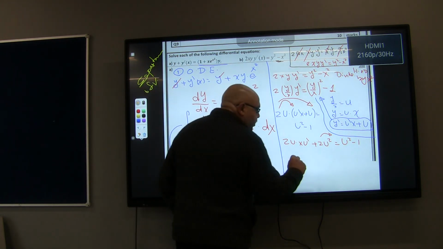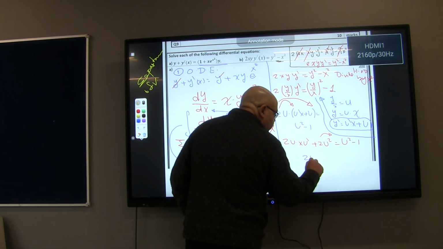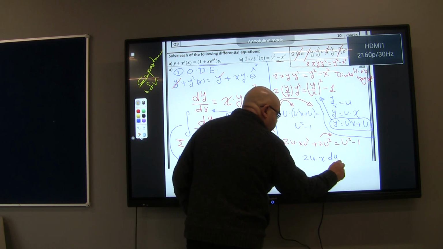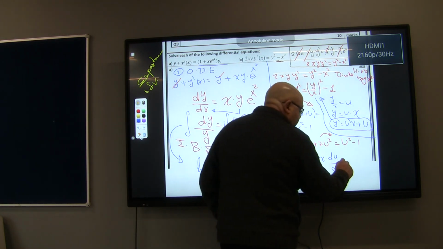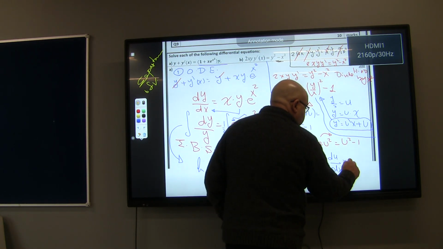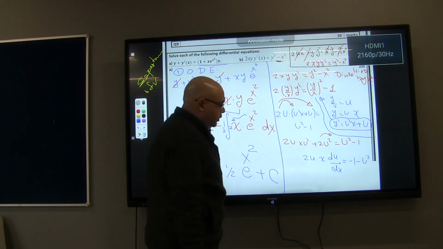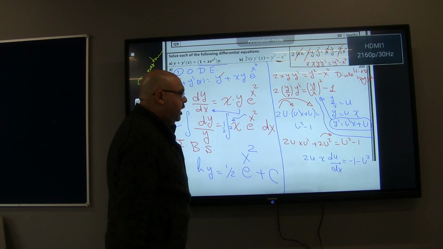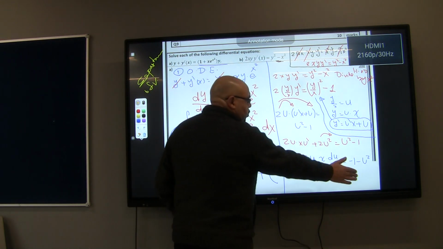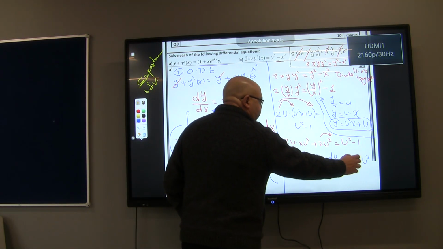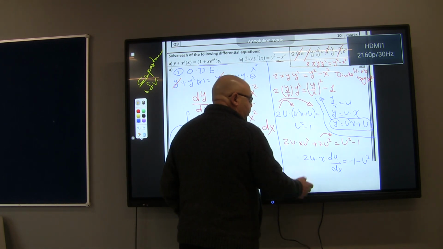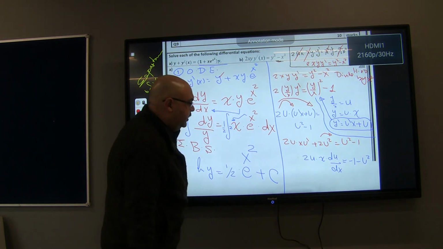So simply you will have now 2u times x times du/dx, and this is going to equal, on the other side, negative 1 minus u squared, in this form. Start rearranging, moving dx over x to the right-hand side and getting 2u over 1 plus u squared on the left-hand side.